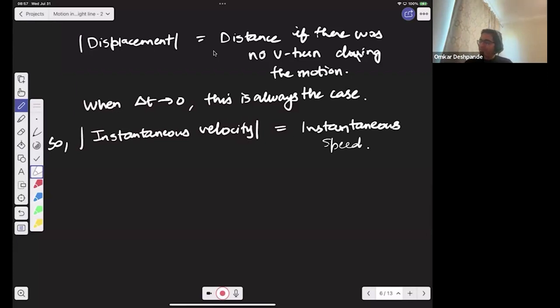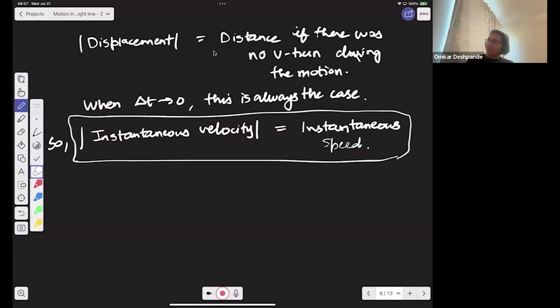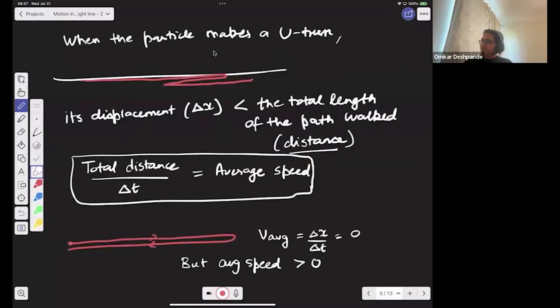And so this is always the case. But the average velocity can be, in general, less than the average speed, right? Unless there was a U-turn, in which case the magnitude of the average velocity... So if there was a U-turn, the magnitude of the average velocity will be less than the average speed.